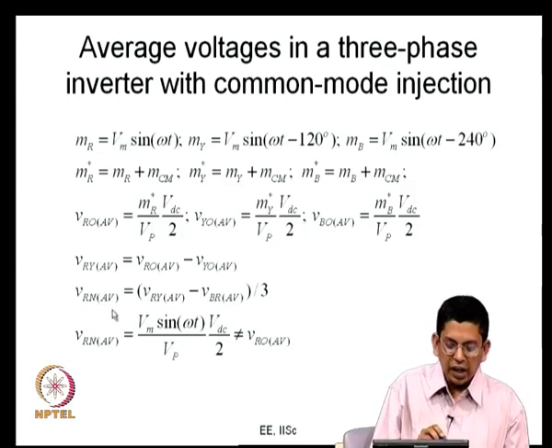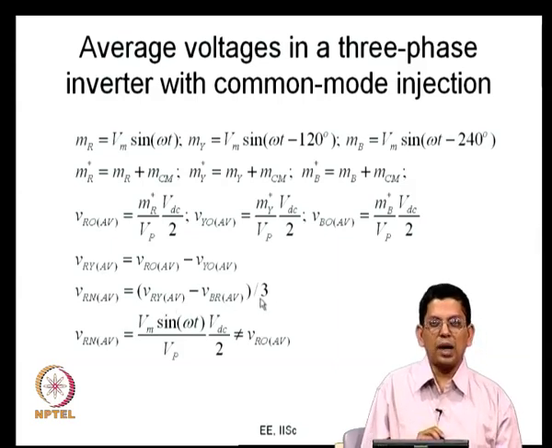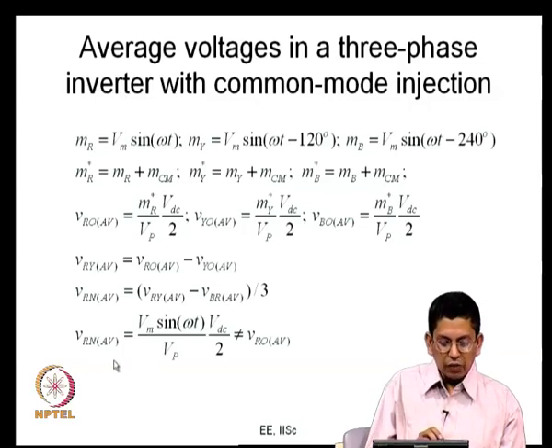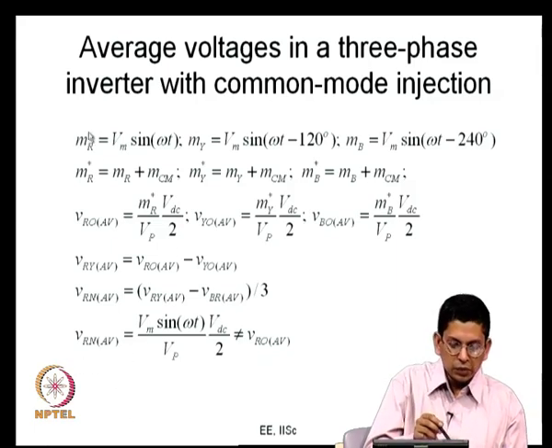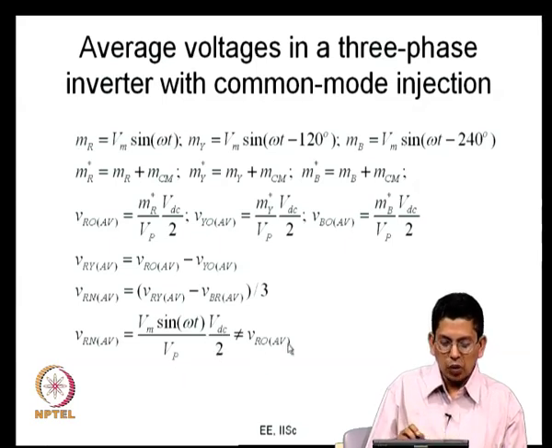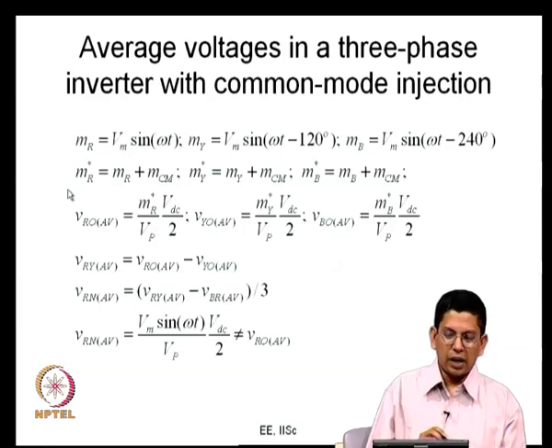So, what happens now? VRN average is the same thing, 1/3 of VRY average minus VBR average. Again, this is assuming that the load is balanced. So, this simply comes from KVL again. If you take VRN average, what is your VRN average? Now, VRN average will be equal to Vm sin omega t by Vp into Vdc by 2, which is not the same as VRO average. VRN average is actually equal to this MR divided by Vp into Vdc by 2, whereas VRO average is MR star into Vdc by 2 Vp, and MR star is non-sinusoidal. VRO average is non-sinusoidal, whereas VRN average is sinusoidal now.